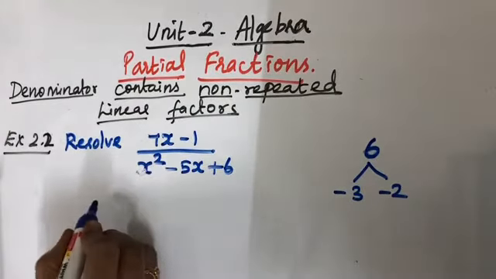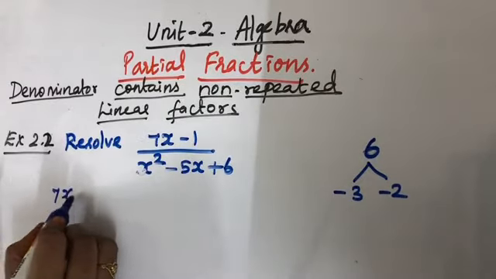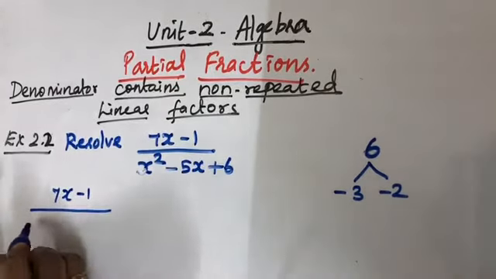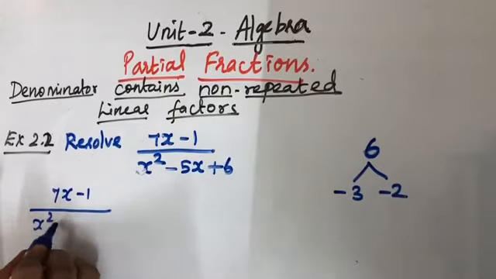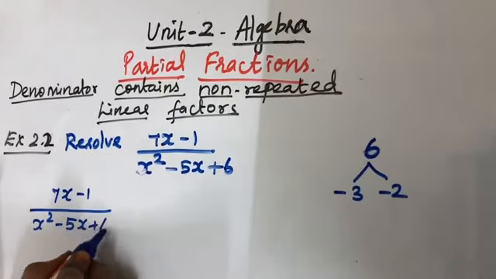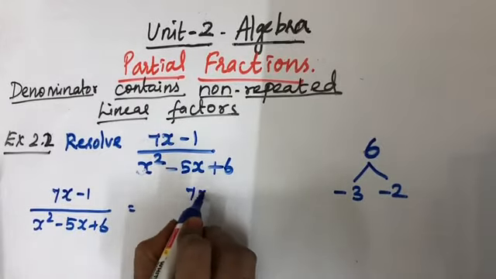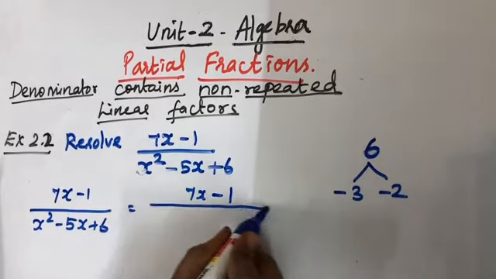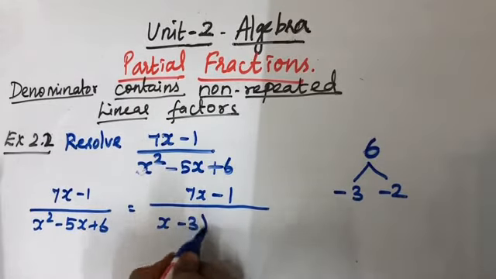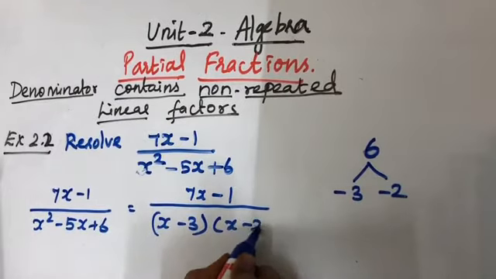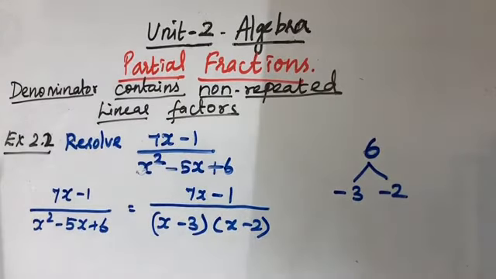So this can be rewritten as 7x minus 1 divided by x square minus 5x plus 6, which I write as 7x minus 1 divided by x minus 3 into x minus 2. Now in the next step we are going to split this. How? Listen carefully.